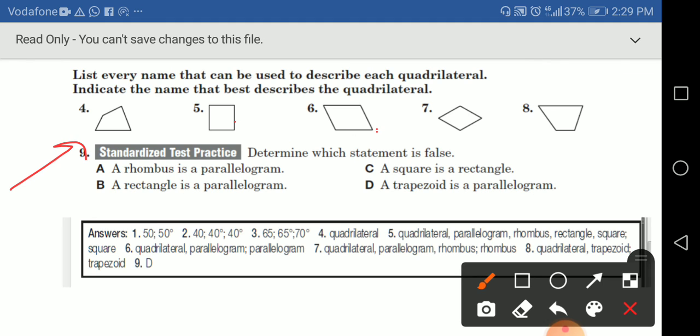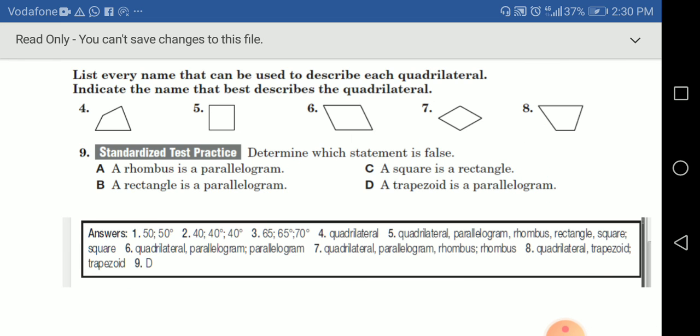Determine which statement is false. A rhombus is a parallelogram. This is true. A rectangle is a parallelogram. True. A square is a rectangle. That's true. A trapezoid is a parallelogram. What do you think? Is a trapezoid a parallelogram? No, that's false.